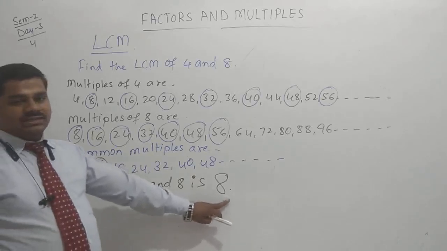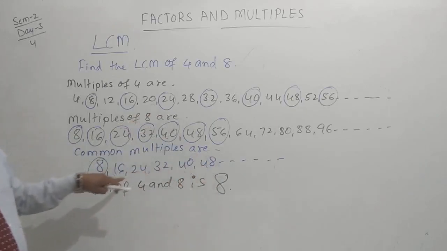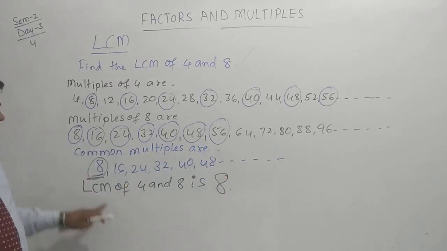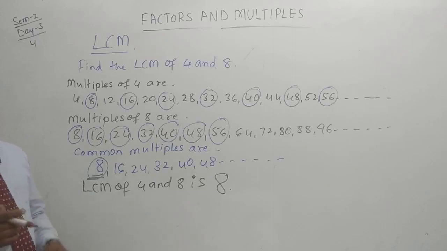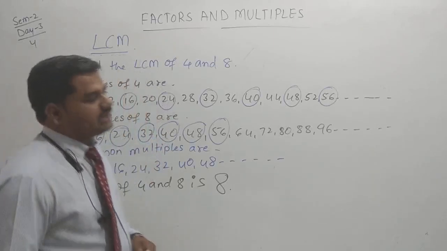We can divide this 8 also. 4 is a factor of 8 and 8 is also a factor of itself. We can divide. That's why the least common multiple is 8. Very simple this is. Is there any doubt? No doubt. Okay.